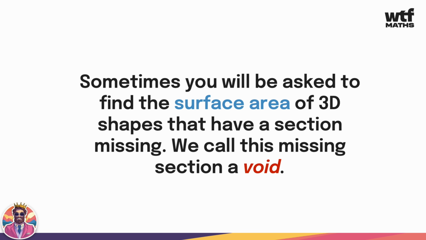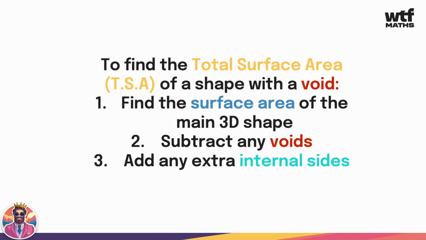So sometimes you'll be asked to find the surface area of 3D shapes that have a section missing. We call this missing section a void. To find the total surface area of a shape with a void, we're going to do three things. We're going to find the surface area of the main 3D shape. Whatever the object is, we'll just find the surface area of that. Then we'll subtract any voids or holes that we can see. And finally, we'll add any extra internal sides that have appeared because of the void.